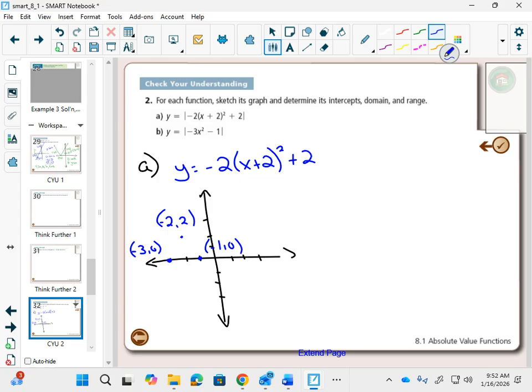And then it would go over, down how many? 6. And of course, you could also plug in 0 for x. 0 plus 2 would be 2. 2 squared is 4. 4 times negative 2 is negative 8. Plus 2, negative 6 for your y-intercept that way as well.